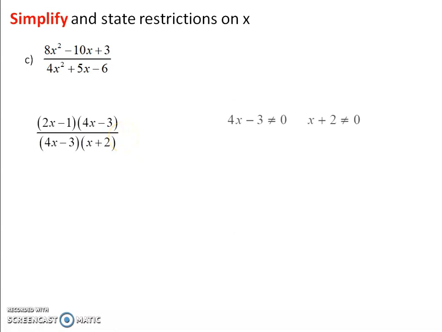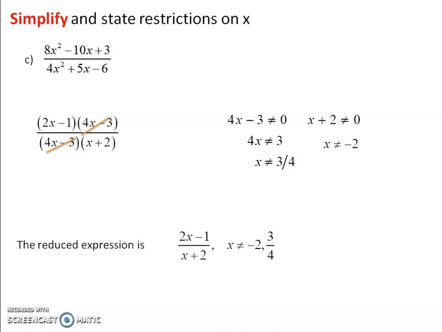So in this case, the restricted values are 3 over 4 and negative 2. 4x minus 3 is the cancelable factor, the factor that cancels out. And so my reduced version is this one. Again, here I cannot simplify these x's because they're added, subtracted. They are not multiplied factors. And both restricted values apply. And that is it.